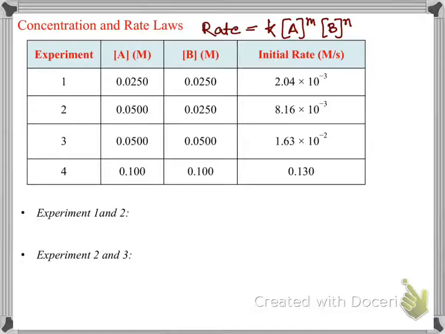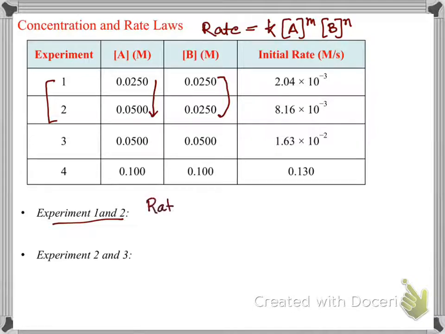Now, first we have to find the values of m and n, and then we'll find the value of the rate constant. Look at experiment number 1 and 2. In these two experiments, if you see, the concentration of B is not changing, but the concentration of A is changing. So to study the effect of A, you have to pick the experiments where B is constant. So you can determine how the concentration of A affects the reaction rate, because A changes between these two experiments, but B is held constant. So this is the way we're going to do it.